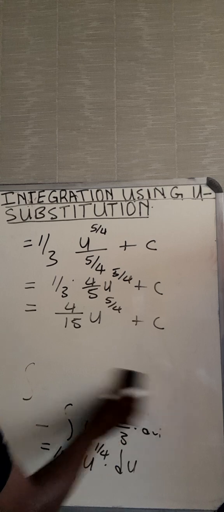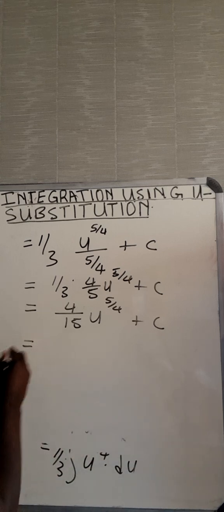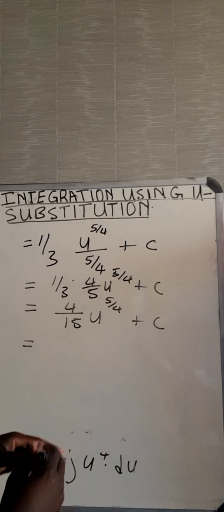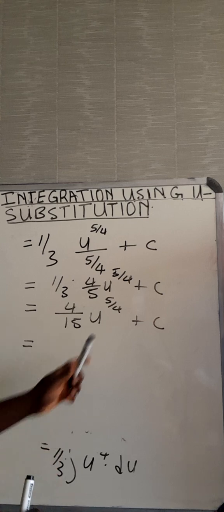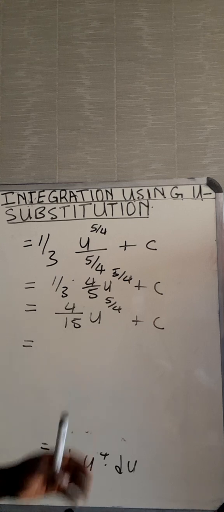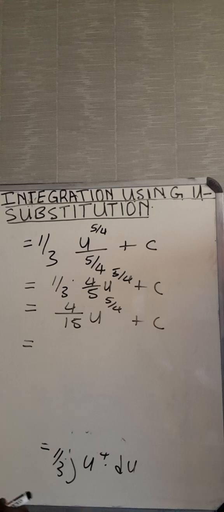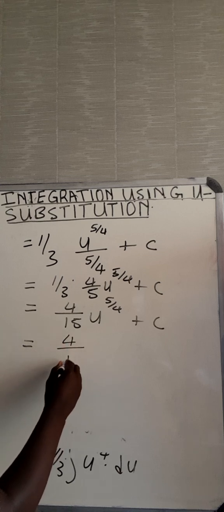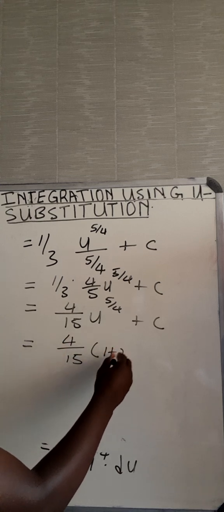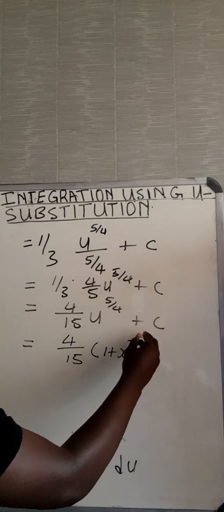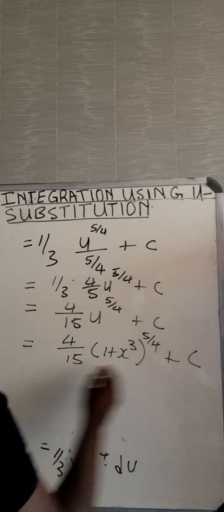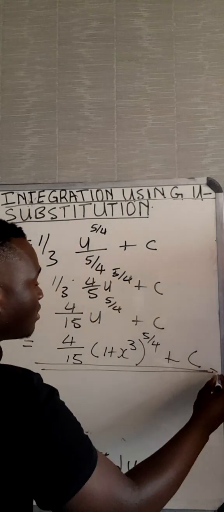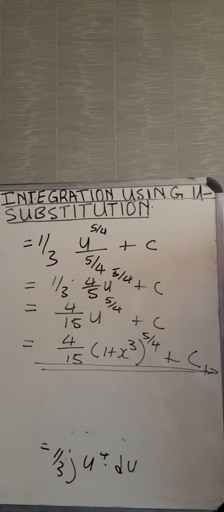Remember, our u is 1 plus x to the power 3, so we need to return back 1 plus x to the power 3. The final answer will be 4 over 15 times (1 plus x to the power 3) to the power 5 over 4 plus a constant. So this is the final answer. This is how we do it. Let's go to the next problem.